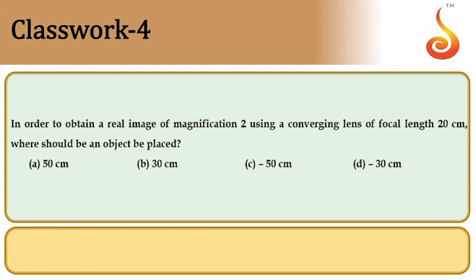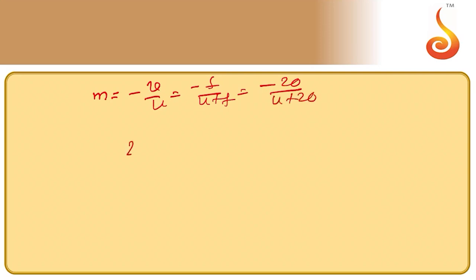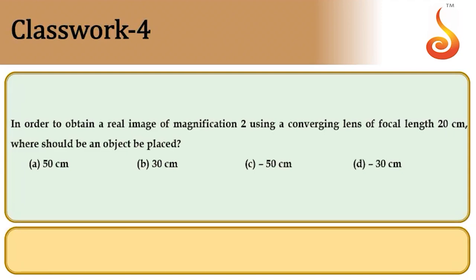Example 4. In order to obtain a real image of magnification 2 using a converging lens of focal length 20 centimeter, where should an object be placed? Simple thing. So, you need to find out u. So, I have m is equal to minus v by u, gives me minus f divided by u plus f, that is minus 20 divided by u plus 20, or 2 is equal to minus 20 divided by u plus 20, that gives me u is equal to minus 30 centimeter. So, where should it be placed? At a distance of minus 30 centimeter.